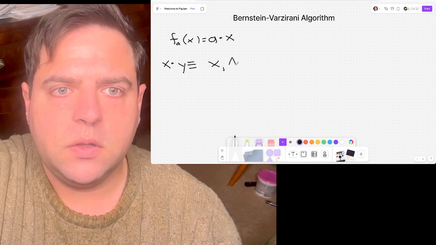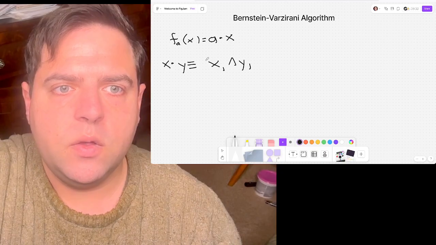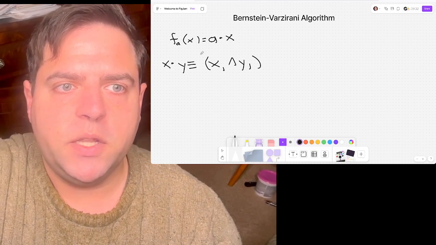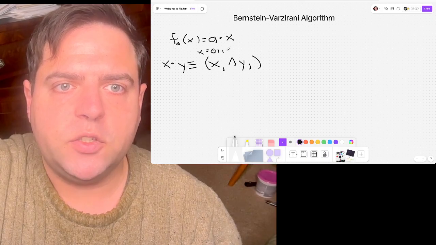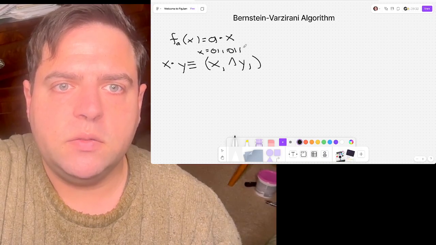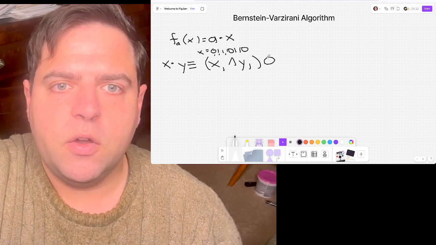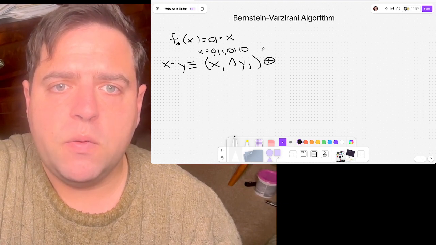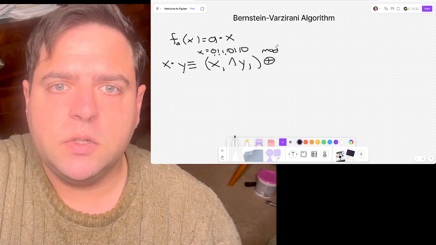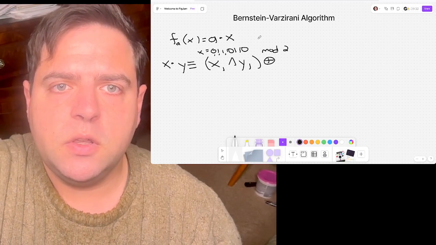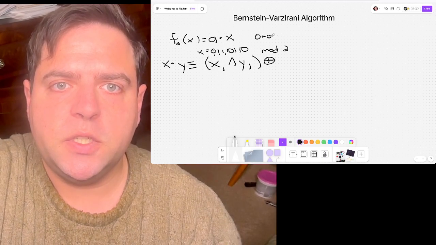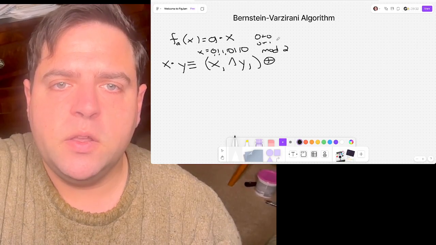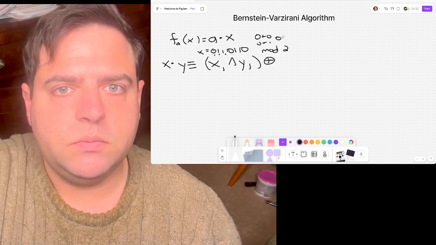x1 and y1, where this is the first bit in the series of bits. Again, x will, for example, be a series of bits, something like this, right? And this will be x1, this will be x2, this will be x3, right? And this is going to be the bitwise or addition modulo 2. Addition modulo 2: 0 plus 0 is 0, 0 plus 1 is 1, 1 plus 1 is 0. That's all.